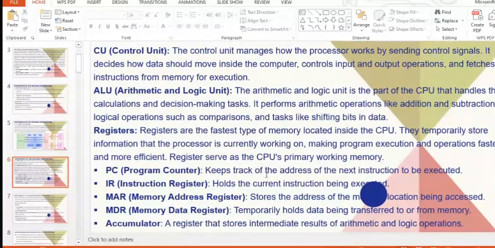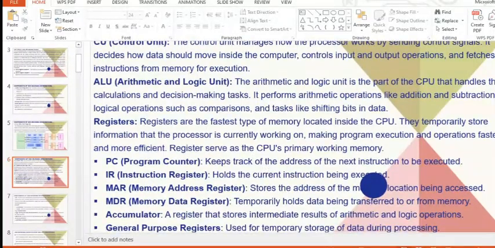Then we have the accumulator. The accumulator is a register that stores intermediate results of arithmetic and logic operations. So we use the accumulator to register your instructions, or it's a register that stores intermediate results of arithmetic and logic operations.